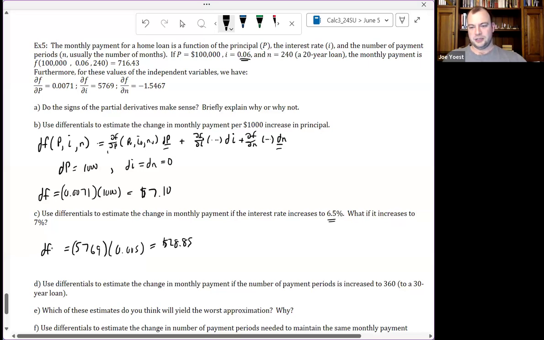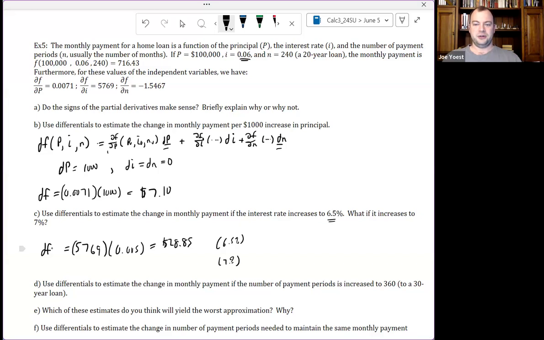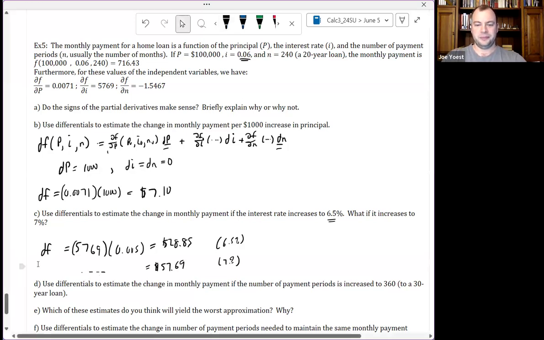This is for 6.5%. And then for 7%, going up another 0.5%, 6 to 6.5 added 28.85, and 6.5 to 7 is going to add another 28.85, for 57.69. Because I'm on the tangent plane, everything is linear. So if I double the deviation, I double the differential. Everything works nicely and linearly here in the tangent plane.